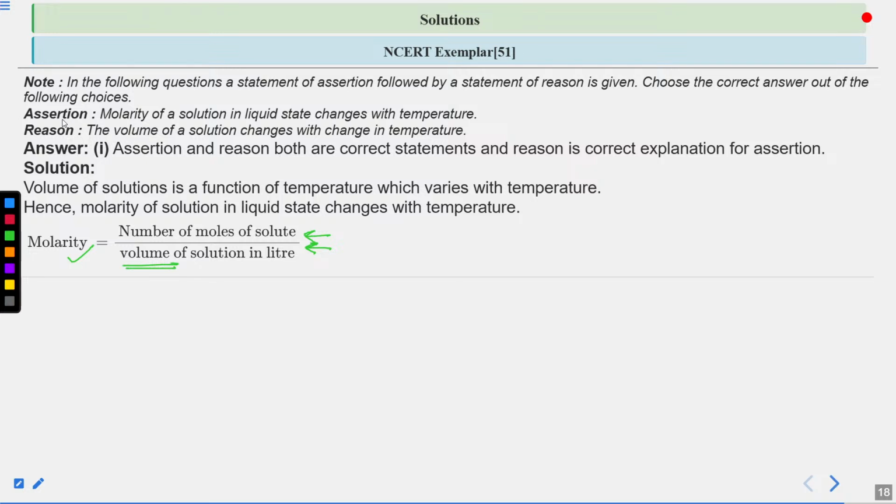And that's why assertion and reason, both statements are correct, and the reason also correctly explains the assertion statement. The assertion is saying that molarity in the liquid state changes with temperature, and the reason given is also correct, which says that volume changes with the change in the temperature. Hence the correct answer is option 1, which is assertion and reason both are correct statements, and the reason is also the correct explanation for the assertion statement given. Hence the first option is the correct answer.